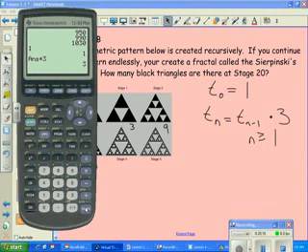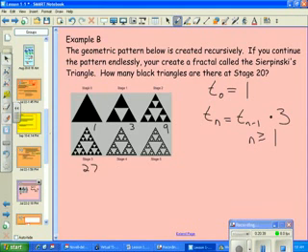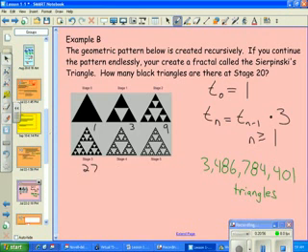I want an index of 20, so the 3 is the first term, second, third, fourth, fifth, sixth. And there is your answer. Okay, so notice how many triangles. It's a lot. 3,486,784,401 triangles.